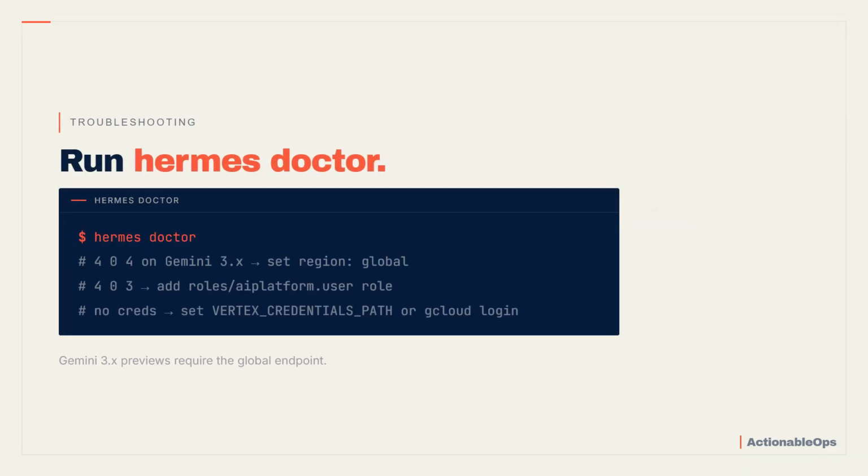If something goes wrong, run hermes doctor. It reports whether Vertex credentials can be resolved and whether the provider is configured. For a 404 on Gemini 3.x, set region to global. For a 403, make sure your service account has the aiplatform.user role and the API is enabled.